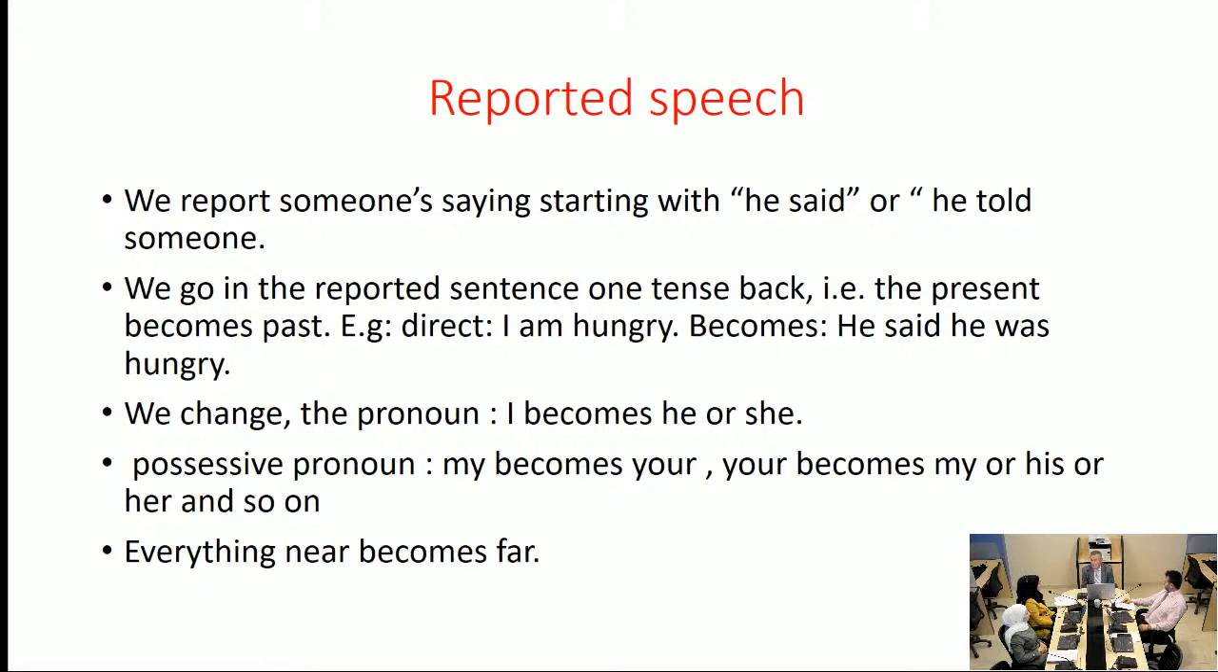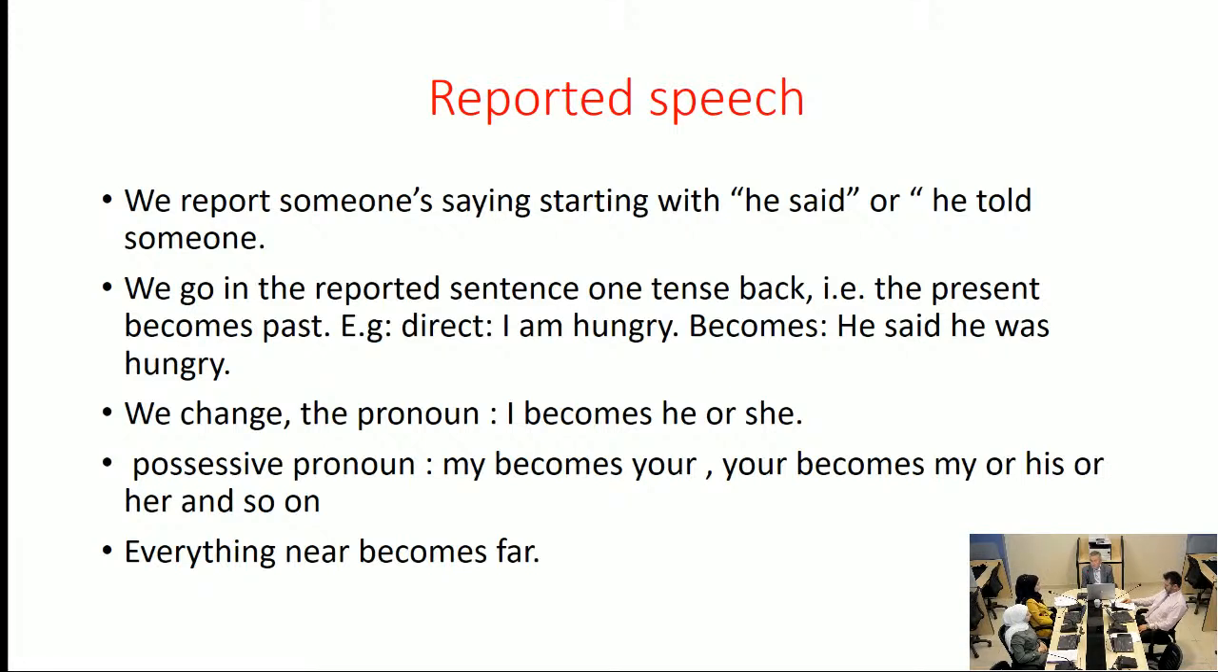So the changing of the pronoun is determined by the introductory part. If it is she said, she. He said, he. They said, they. We don't change this. Possessive pronouns, my becomes your, your becomes my. Possessive pronouns like his are changed.